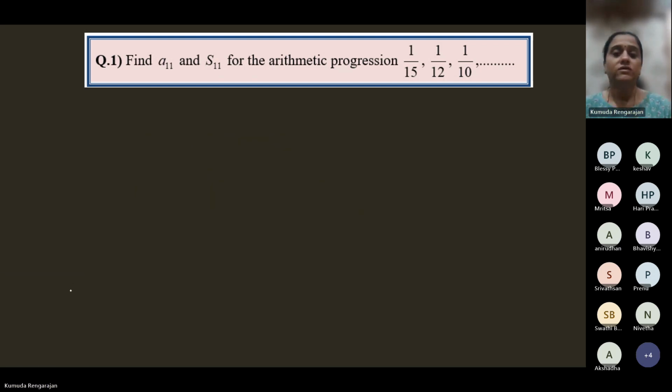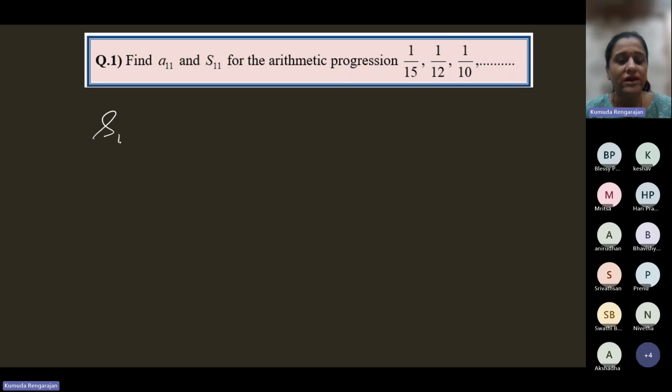All right. So let's answer this question. Find A11 and S11 for the arithmetic progression 1 by 15, 1 by 12, 1 by 10, and so on. It's given that the sequence forms an arithmetic progression. You need to find A11, the 11th term of the AP, and S11, the sum of the first 11 terms of the AP.